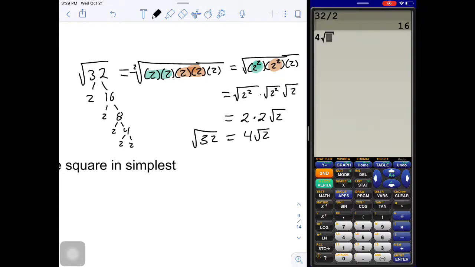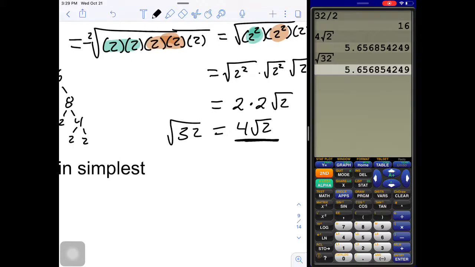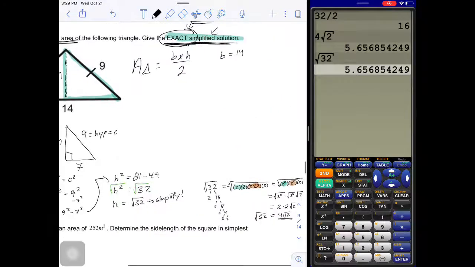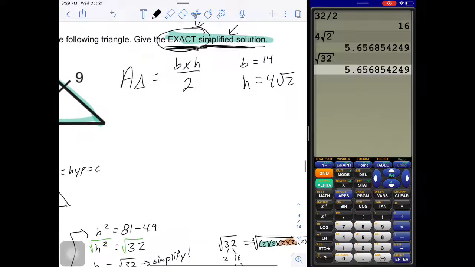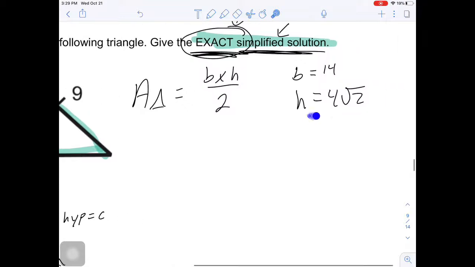And remember, we can check our solution. Let's plug this in our calculator and make sure everything makes sense. So we can see that these in fact do equal each other. So I'm going to use this for h. So h equals 4 root 2. Okay. And now I can figure out the exact simplified solution. Because I don't have an estimated calculator value here, I have the exact solution.